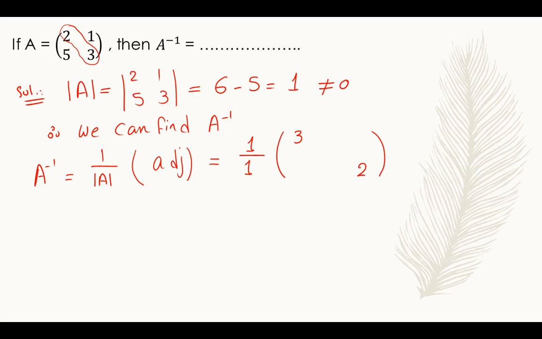And we change the sign of the other diagonal, so it will be -1 and -5. 1 over 1 is equal to 1. So the inverse of the matrix A will be 3, -1, -5 and 2. You can check your solution by multiplying A and A inverse to get the unit matrix I. Okay, let's go to another idea.